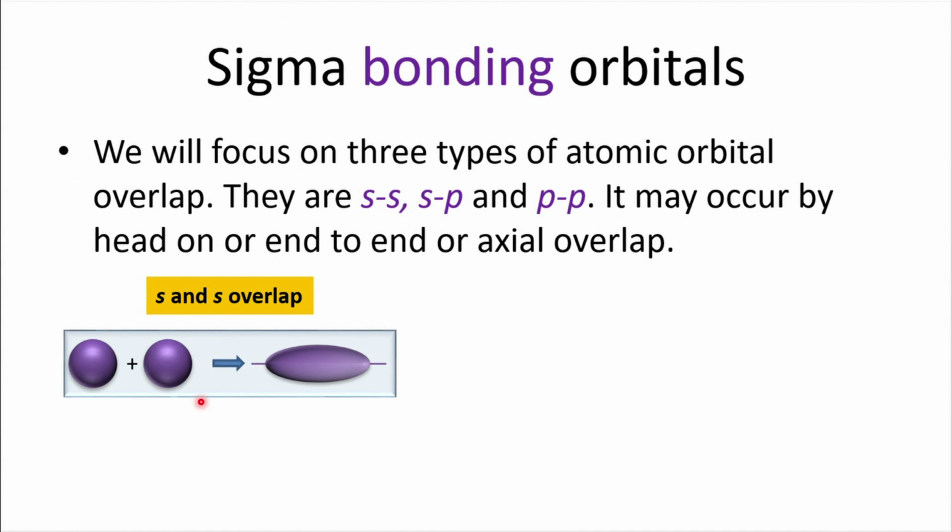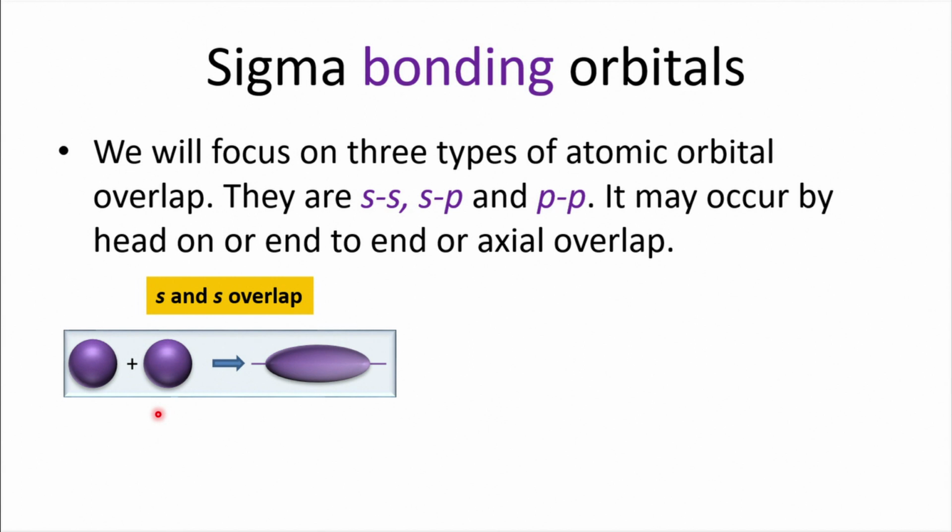So, the s orbital being spherical in shape, it can be aligned with respect to either x, y or z axis. It does not matter which axis we are considering as the bonding or principal or reference axis.